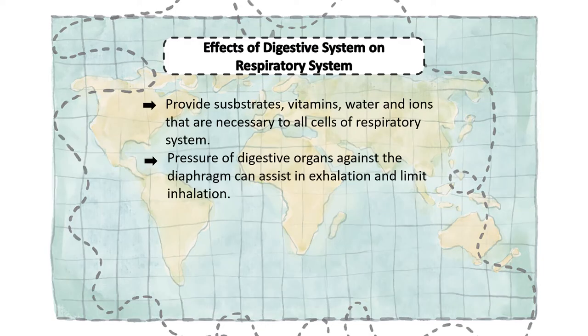Effects of the digestive system on the respiratory system. At first, to provide substrates, vitamins, water, and ions that are necessary to all cells of the respiratory system. Secondly, pressure of digestive organs against the diaphragm can assist in exhalation and limit inhalation.